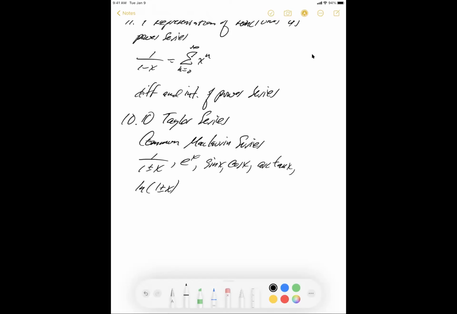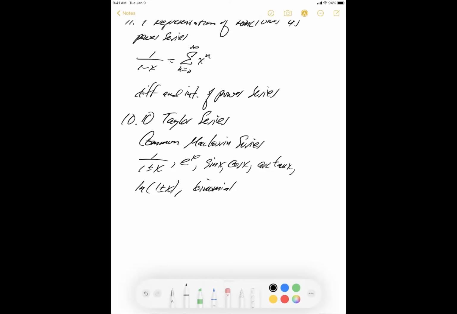Oh, and then the last one, don't stress about this one. It's a sort of messy formula, but the binomial series is also in there. Okay, so that's it for series. Any questions on this before I move on to the next chapter? No?